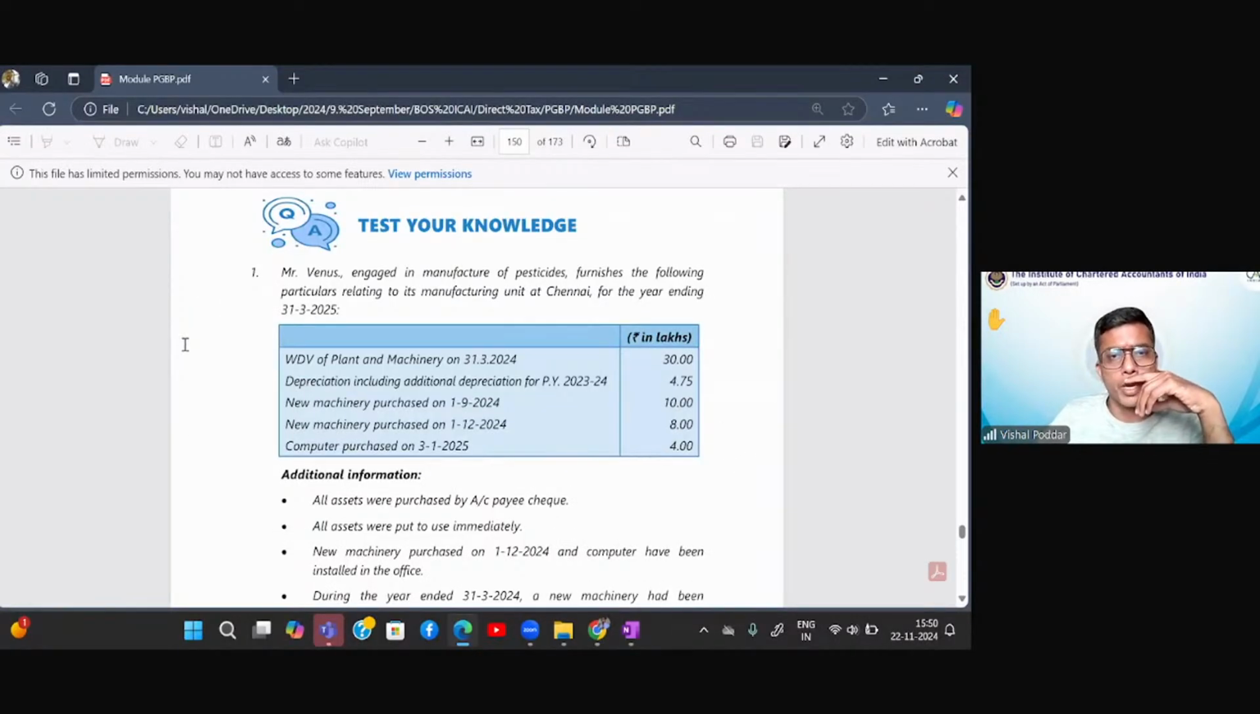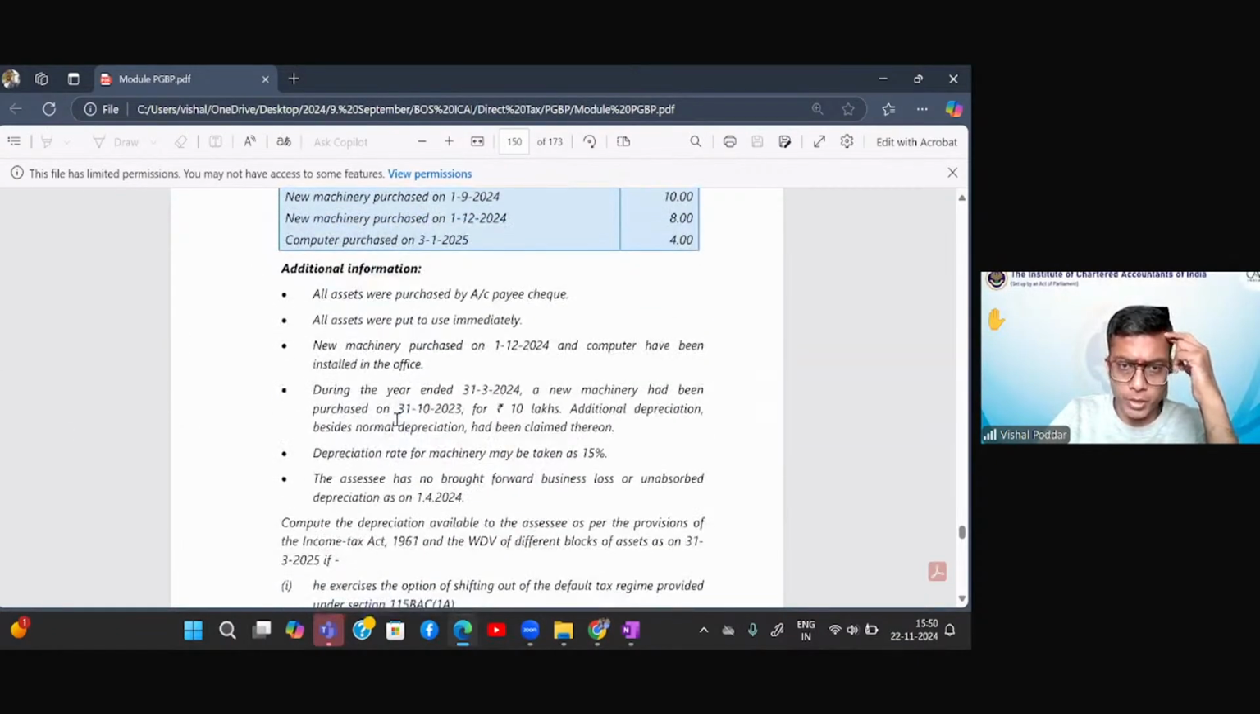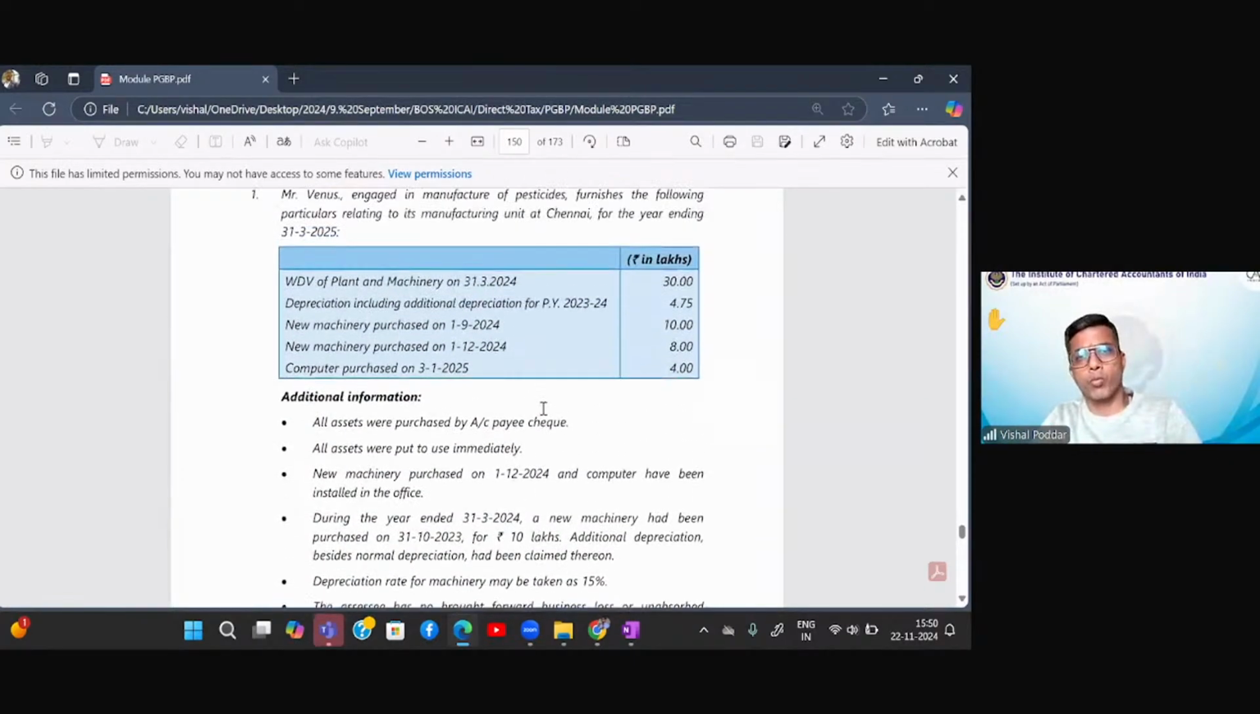Now, this is what I'm trying to figure out. They are saying depreciation including additional depreciation. So, if this is including additional depreciation, how much was additional depreciation last year? It would have been 10% of 10 lakhs, that is 1 lakh.